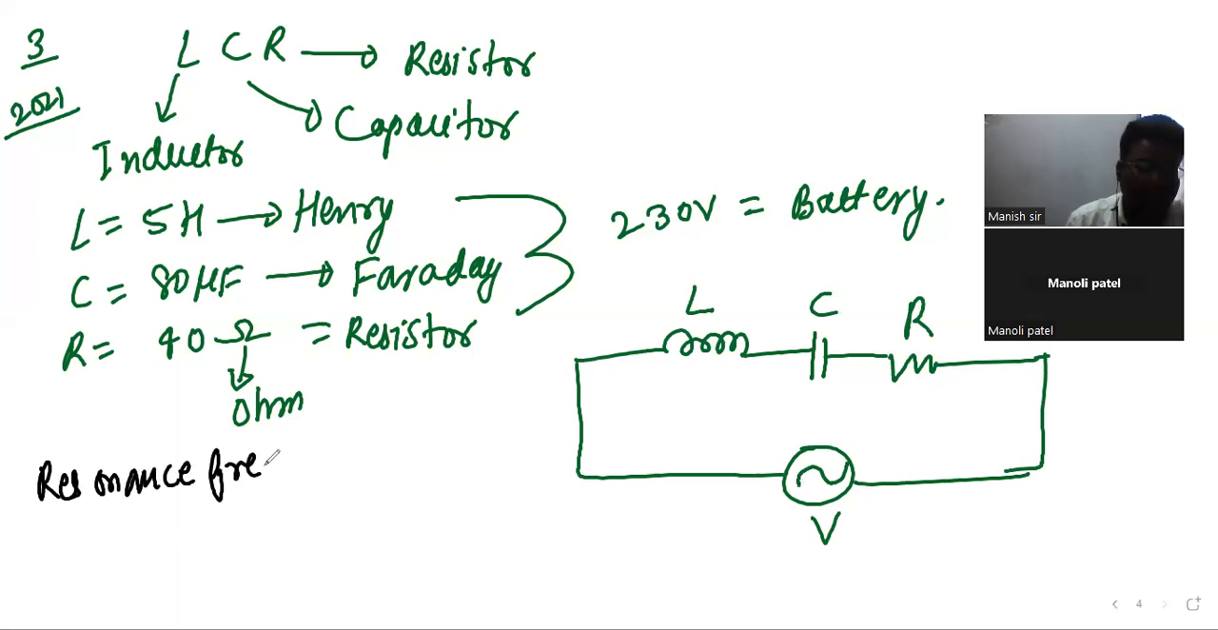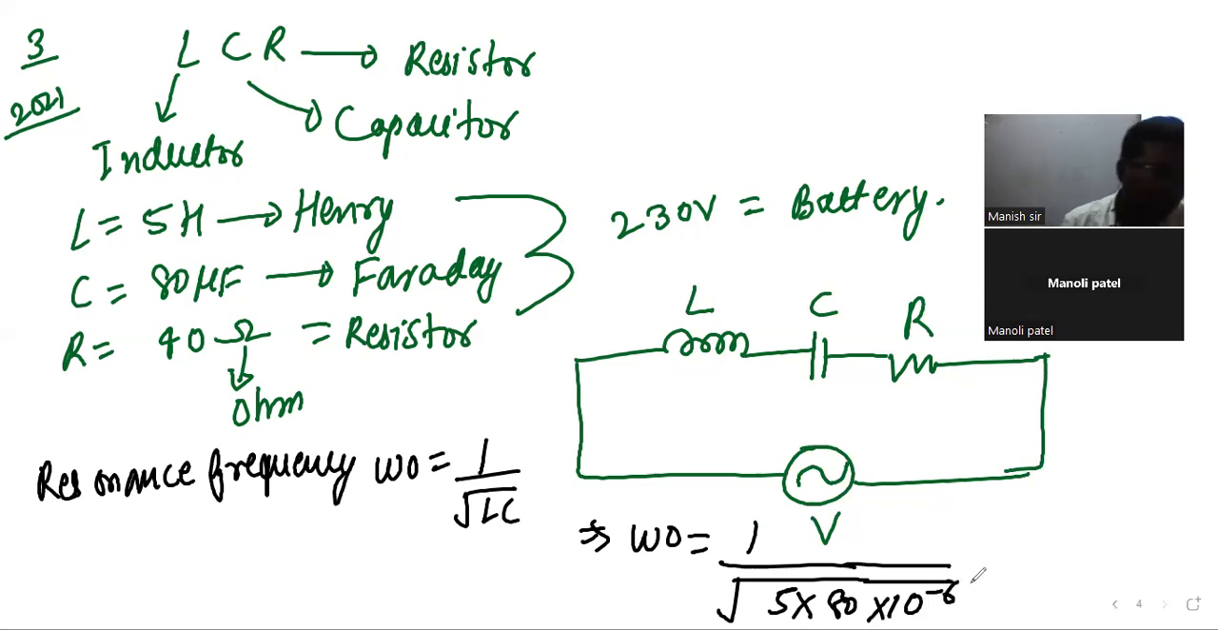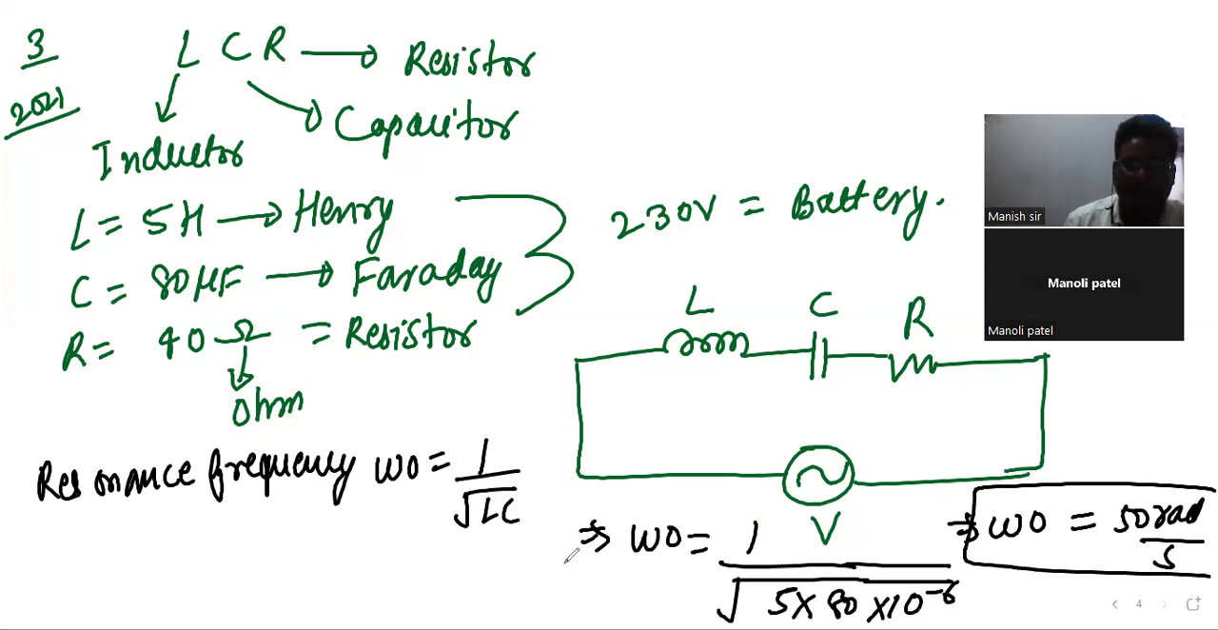Resonance frequency, whose formula is given by omega naught, that is 1 upon under root of LC, right? So put the value of L and C, you will get resonance frequency. So omega naught is equal to 1 upon under root L. L value is 5 and C value we know. What is C? It is 80 micro. Micro means 10 raised to minus 6. So calculate it, omega naught will come out to be 50 radian per second, right? So let's see the next value.